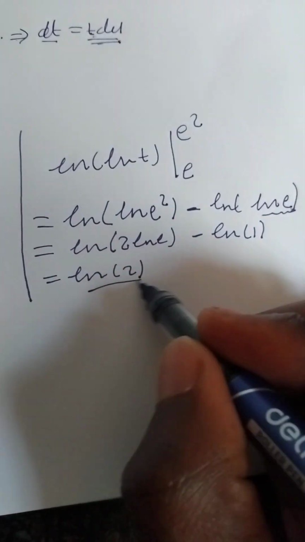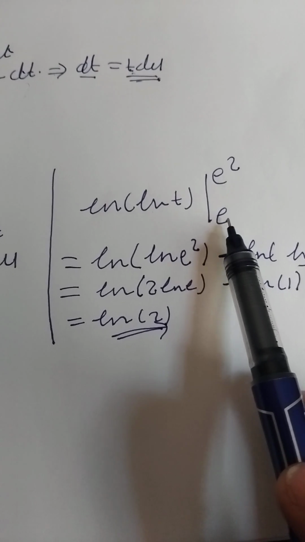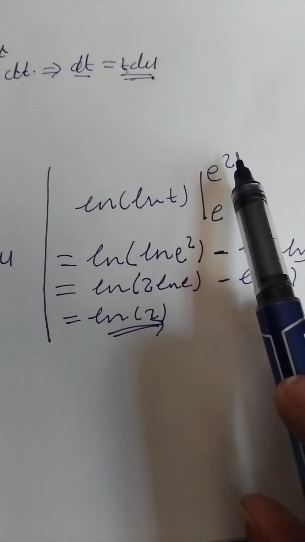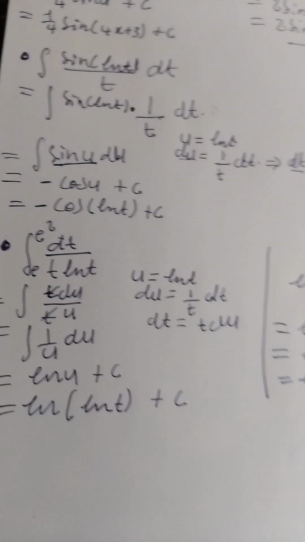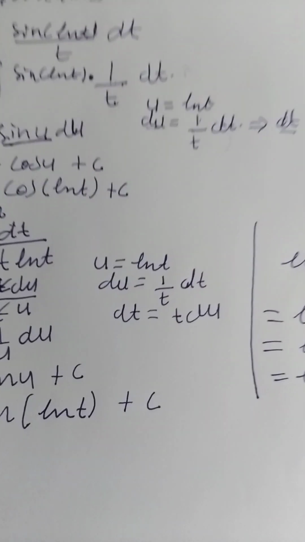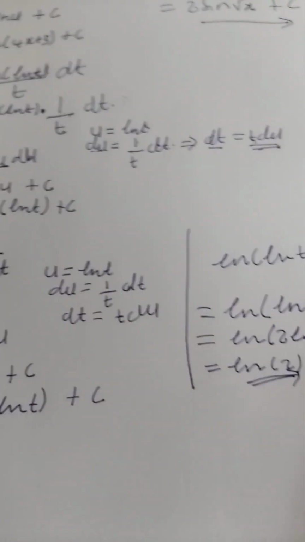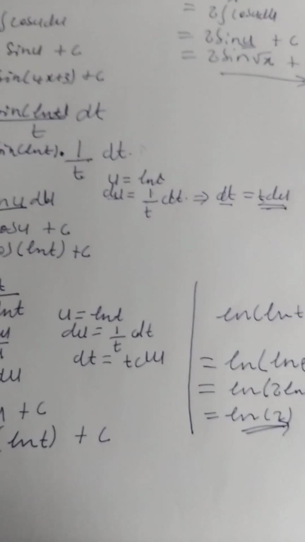So that was going to be the answer if it was definite between e and e square. Okay, so yeah, that is all about the u substitution that I wanted to discuss with you guys. Otherwise, we can go on and on about it. Now let's move on to integration by parts.